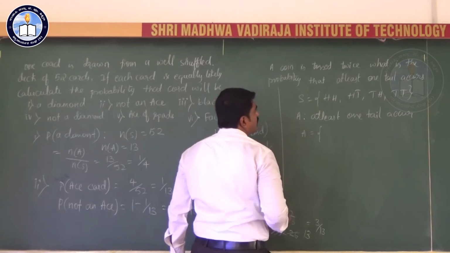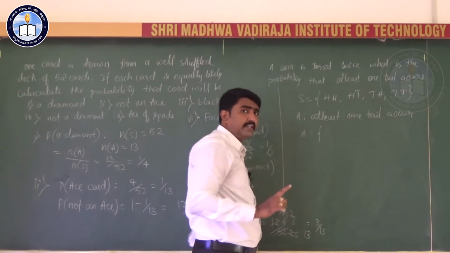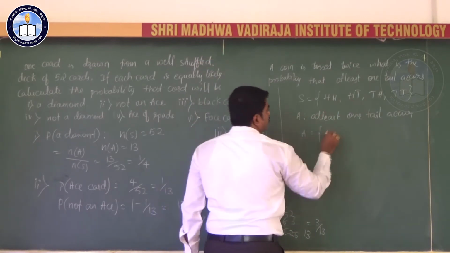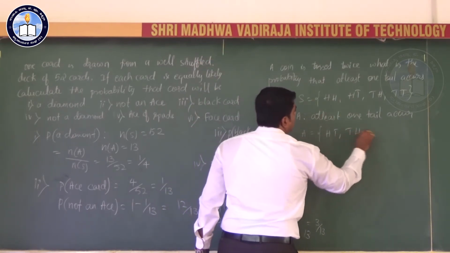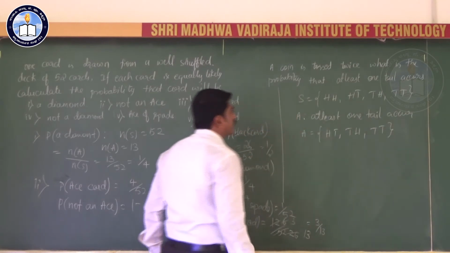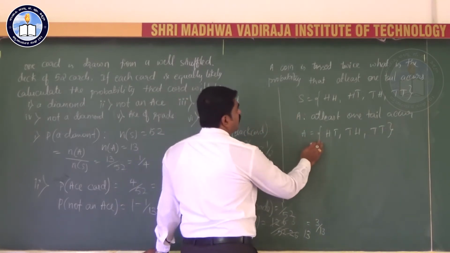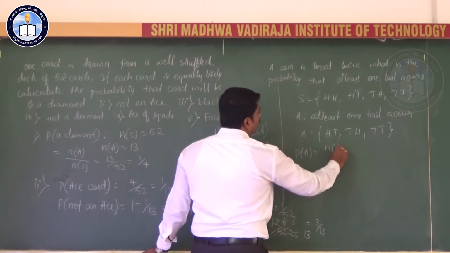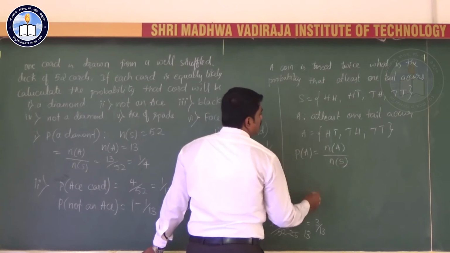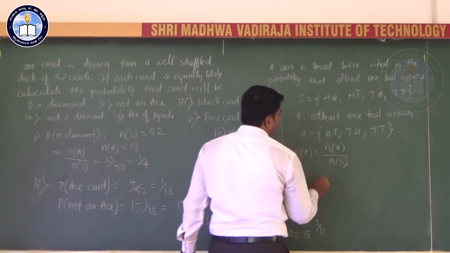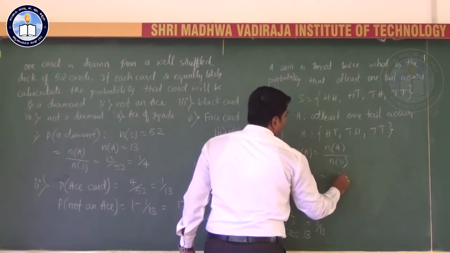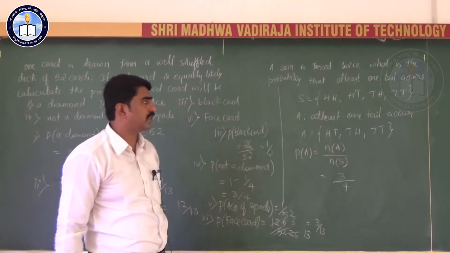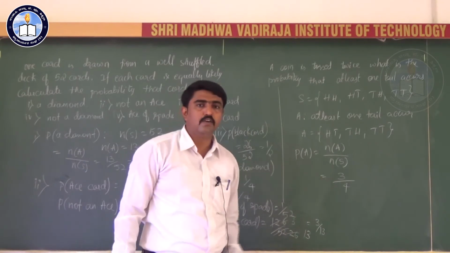So what are the outcomes? At least one tail. At least means minimum it is 1 or more than that. So that is HT, TH and TT. So we are going to find out the probability of this. The probability of event A is nothing but N of A by N of S. N of A is 3 and N of S is 4. So the probability that at least one tail occurs is 3 by 4.